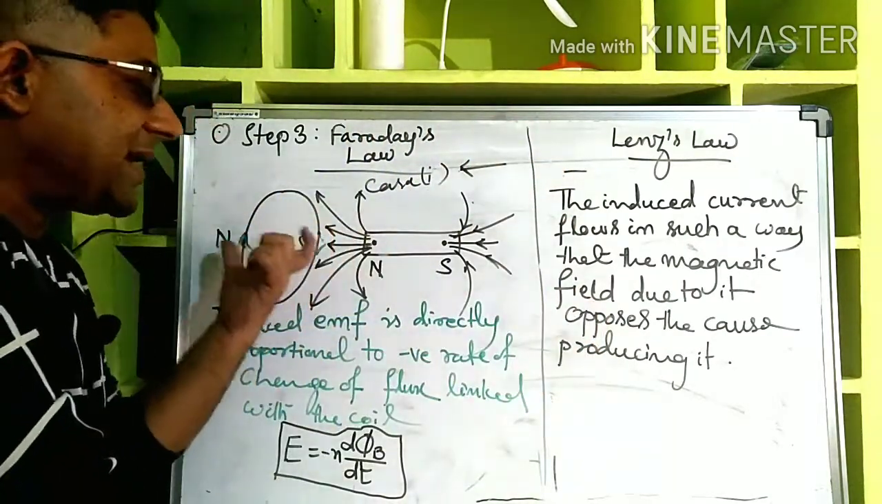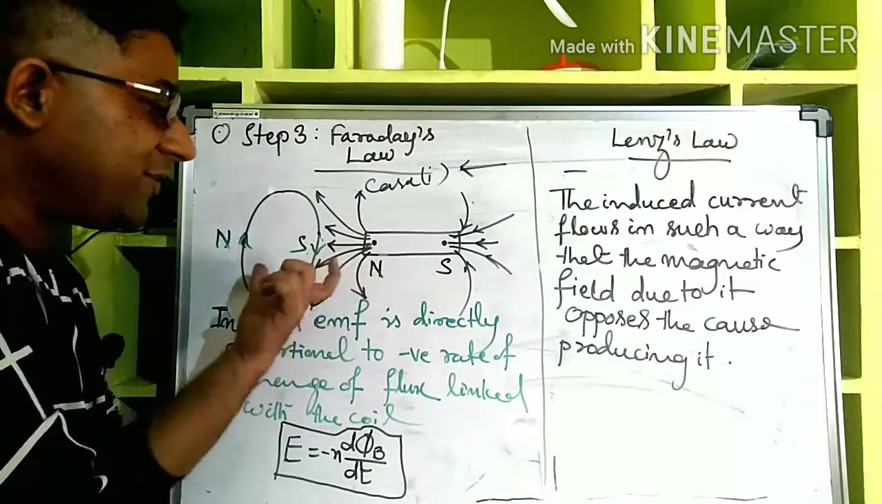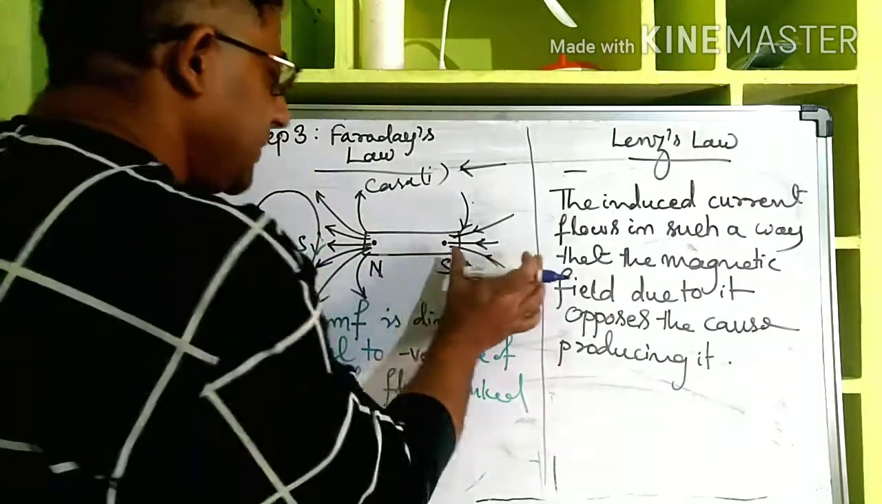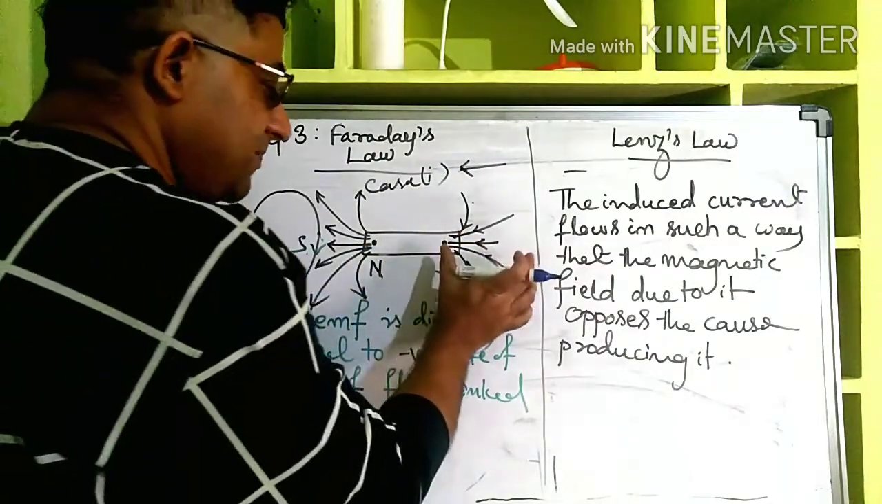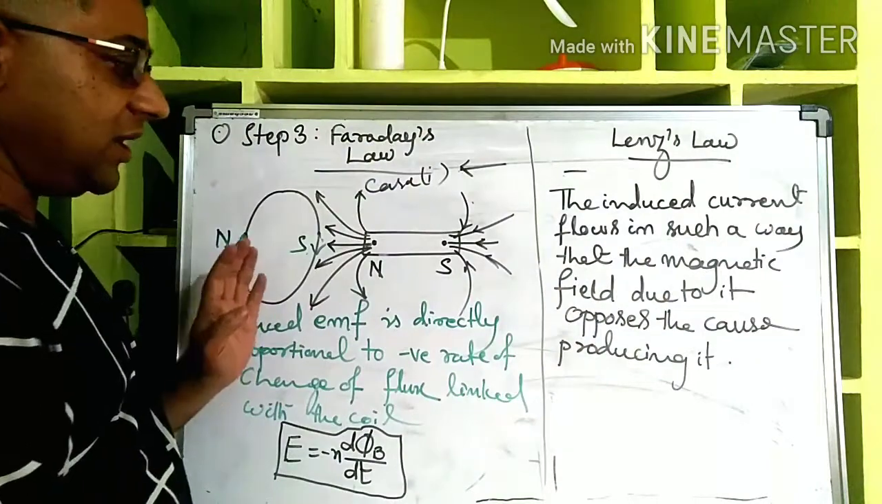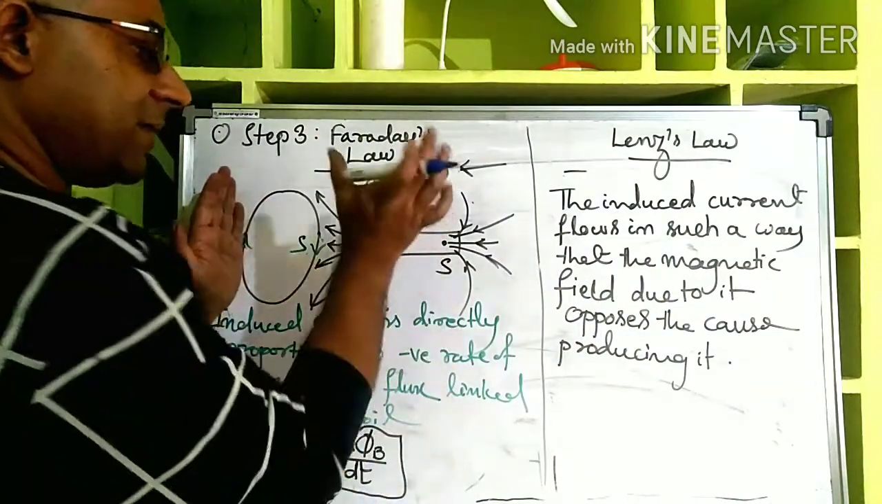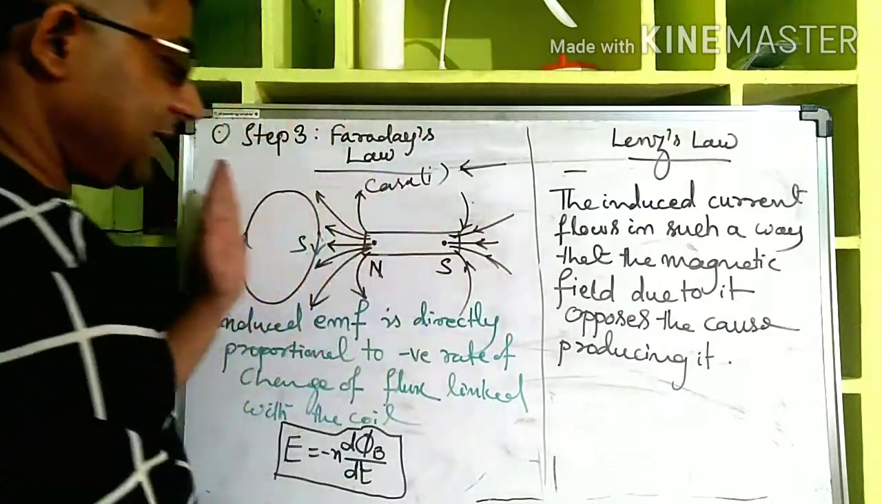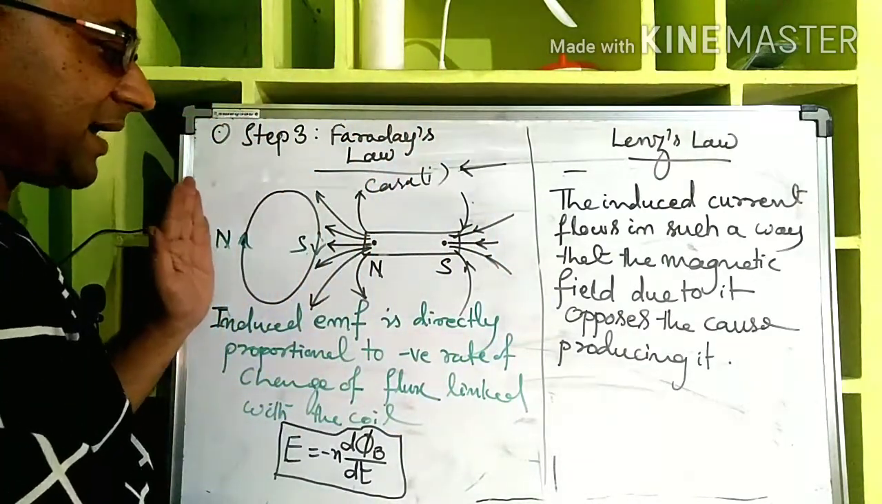But as far as the practical aspect is concerned, if we do an experiment, we can do it in many ways. For example, we can bring the magnet towards the coil and take the magnet away from the coil. The other way around, we can keep the magnet fixed and move the coil towards the magnet and take the coil away from the magnet.